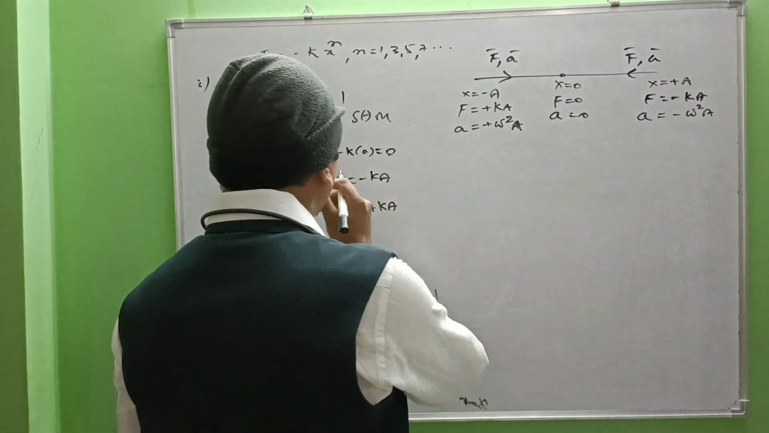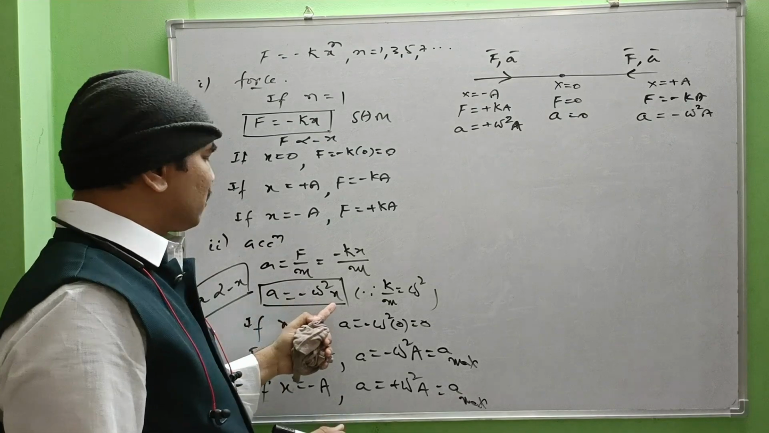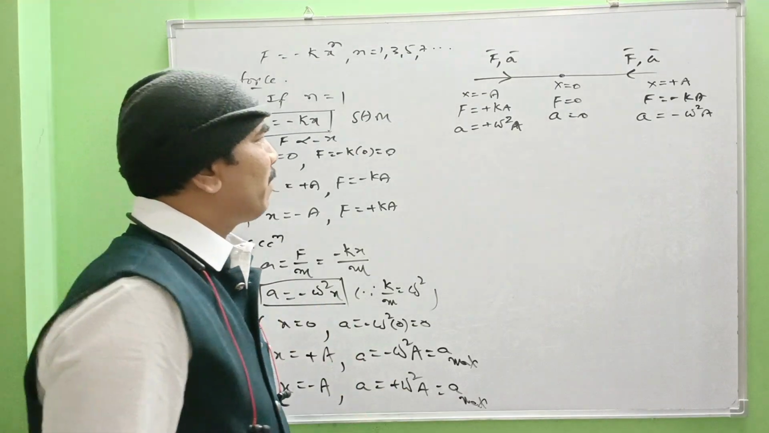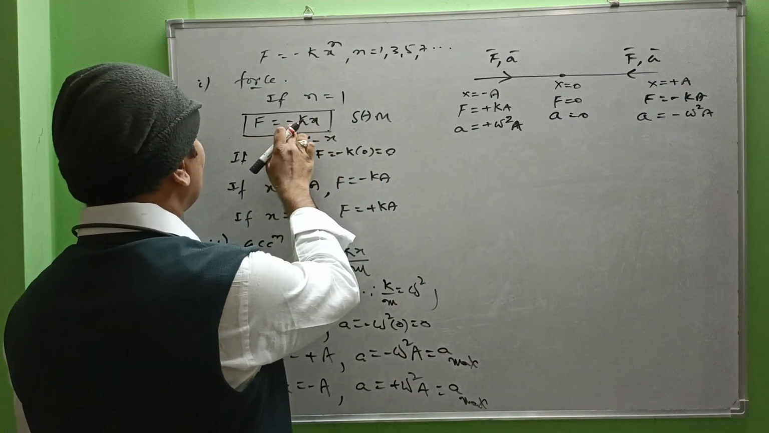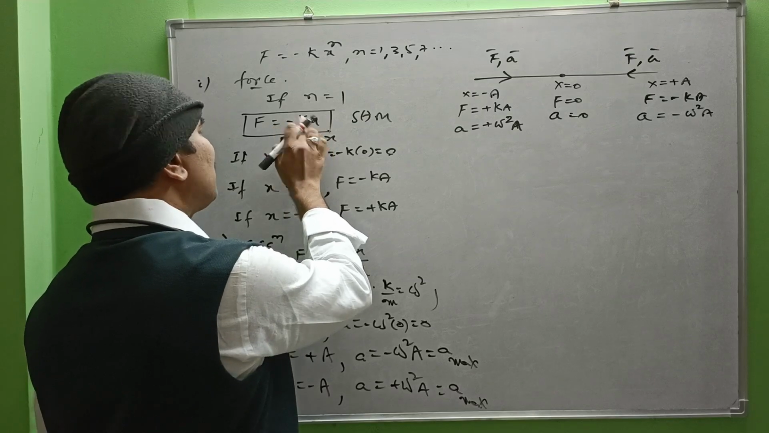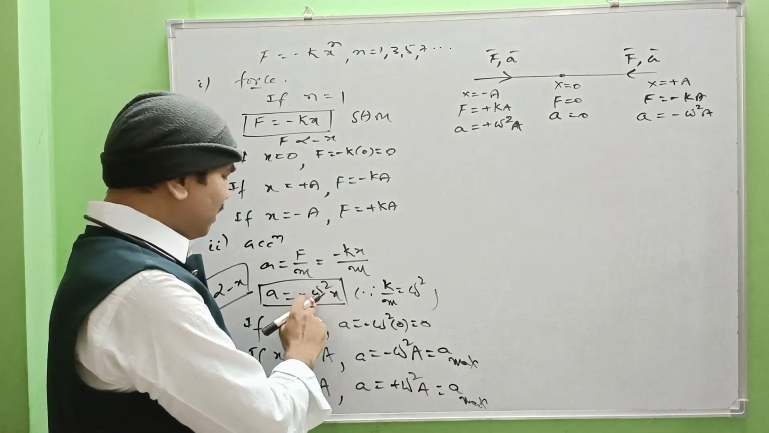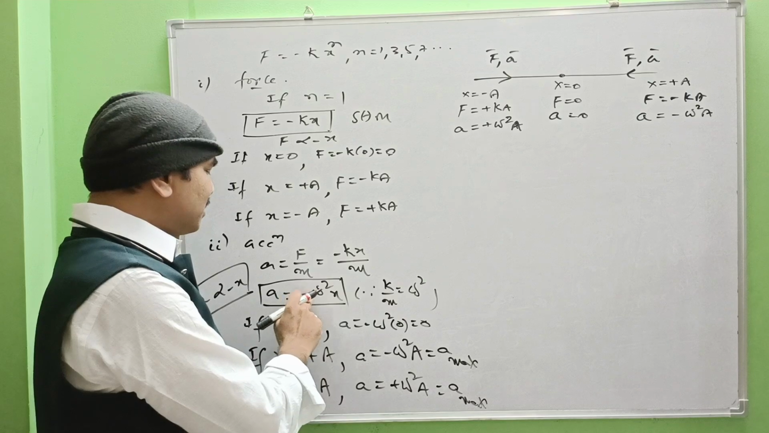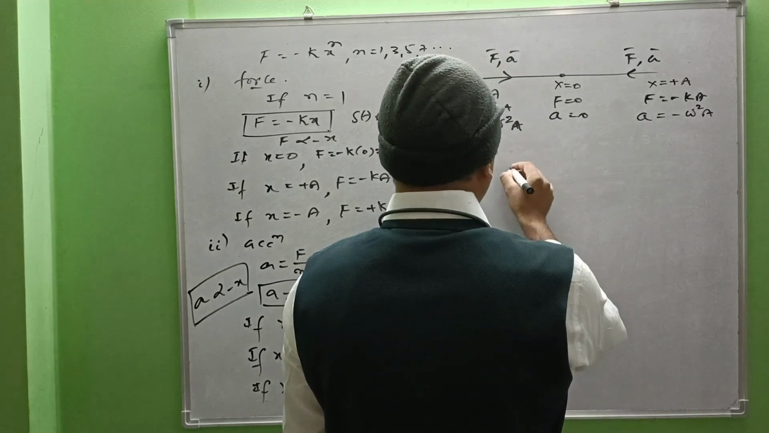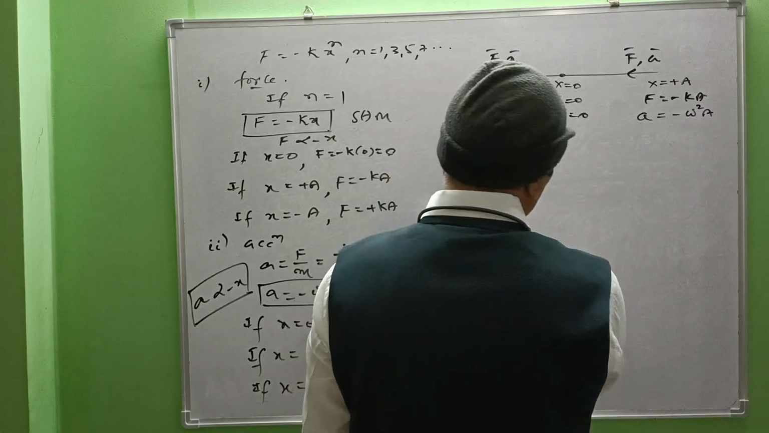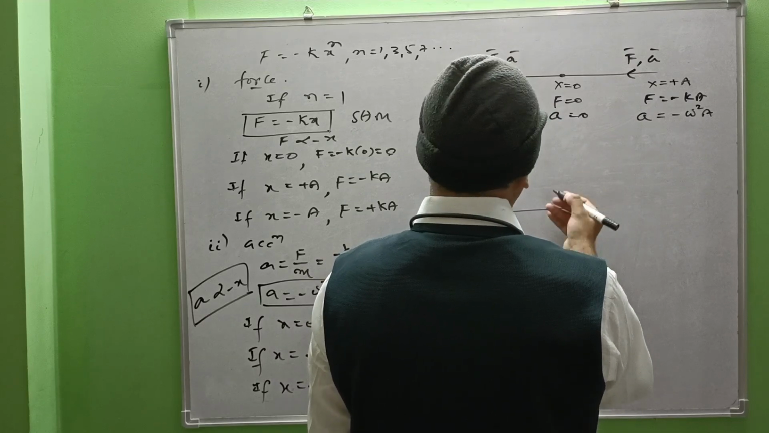Now coming to variation: how force varies with x, how acceleration varies with x. Here x means position of the particle. See, if x is positive, F becomes negative. If x is negative, F becomes minus of minus, that is positive. Here also, if x is positive, a becomes negative. If x is negative, a becomes minus of minus, that is positive. That's why one can represent the variation of acceleration and variation of force with position.